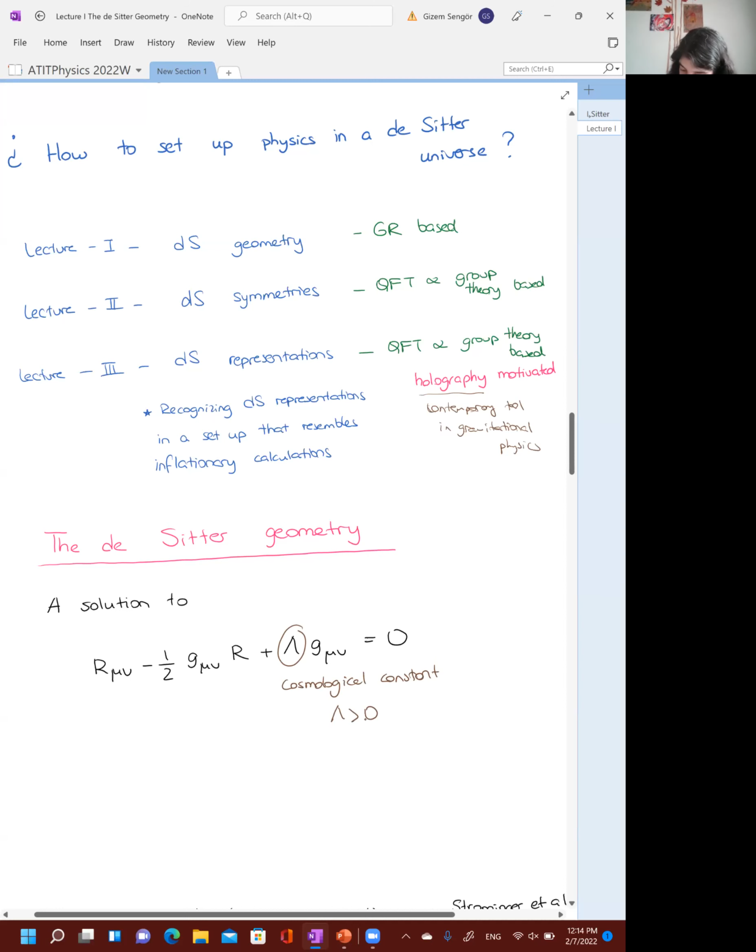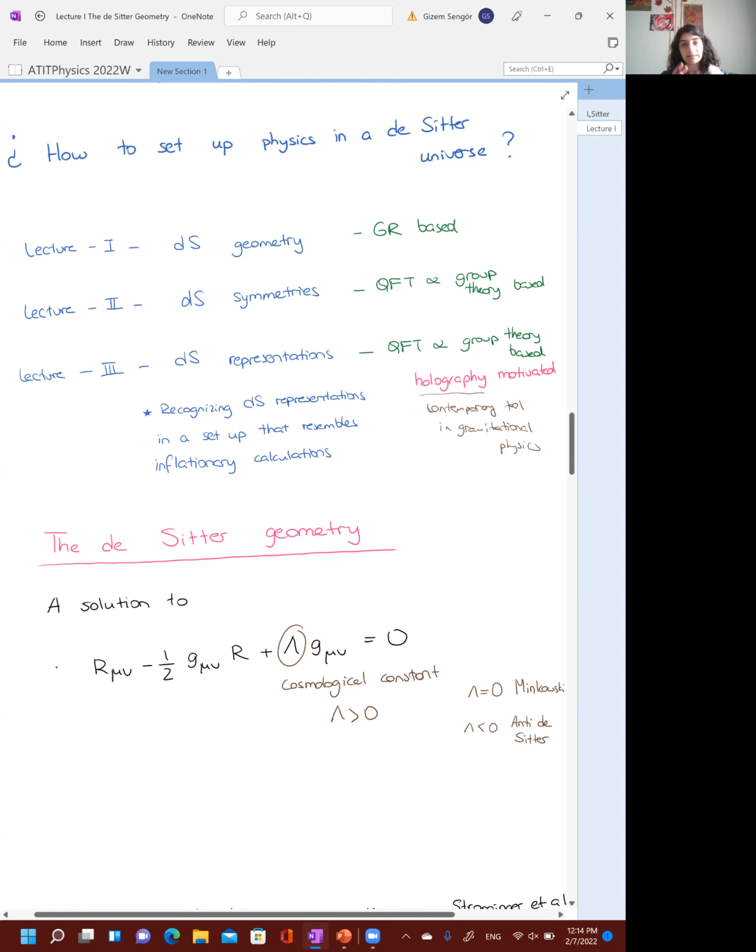There are other solutions with different signs of the cosmological constant. If you solve these equations for lambda equals 0, you get Minkowski space-time. This is just the flat space-time that you encounter in particle physics. And if you solve this for negative values of the cosmological constant, you get anti-de Sitter space-time. Now, de Sitter is the name of the person, and this geometry was first written down as a solution by this person. Hence, the name de Sitter.